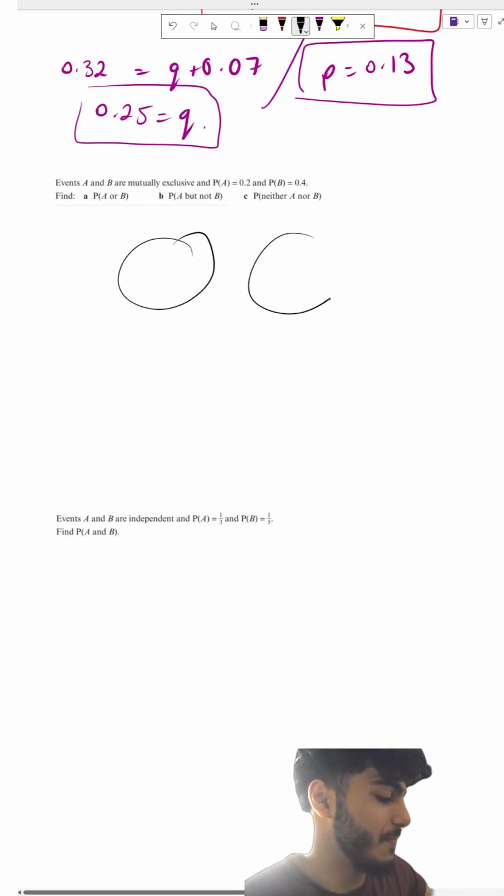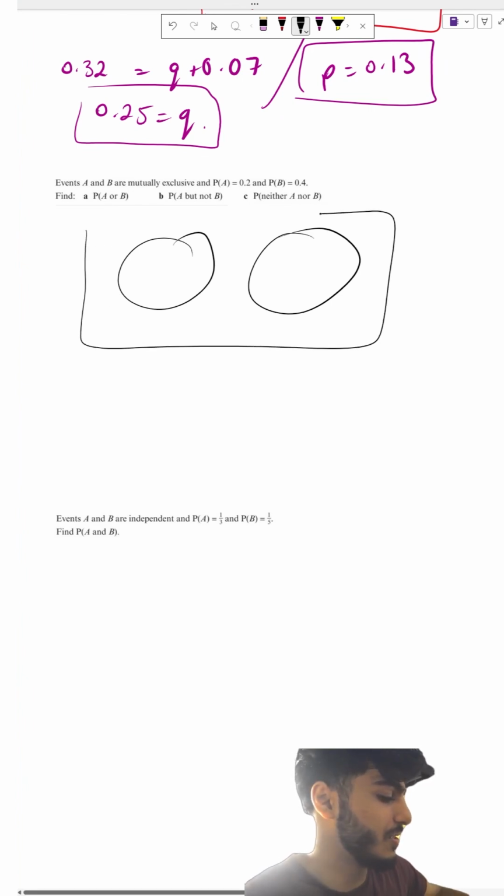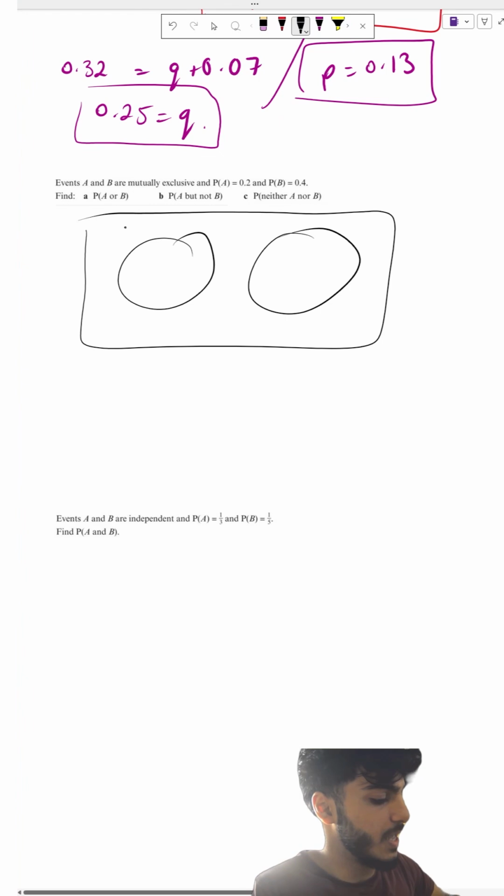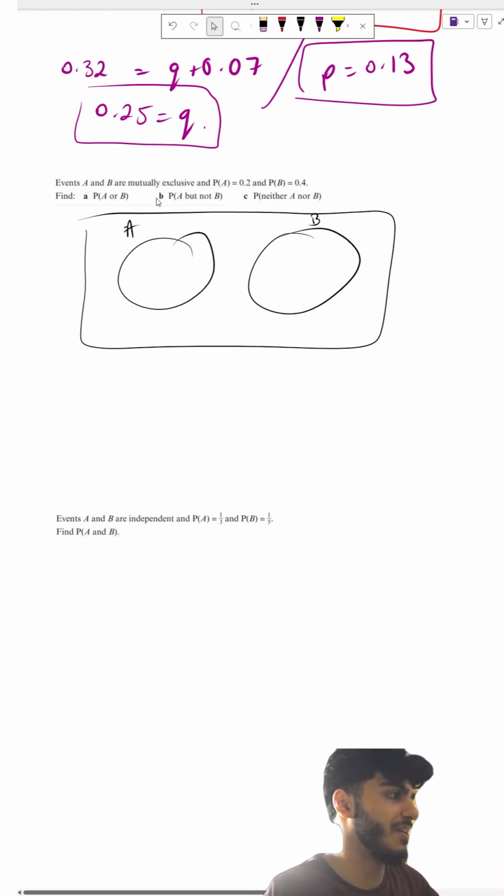A and B, so these are going to be our two circles, like so. That's A and that's B, and that's fine if you forgot. That's why you're here today. Hopefully this is ringing some bells.